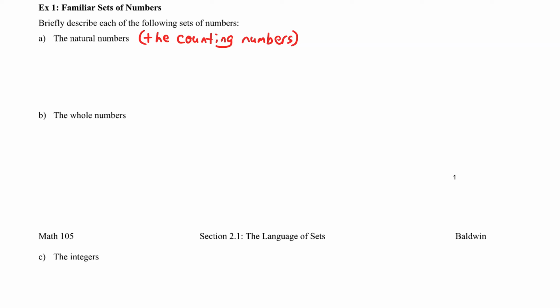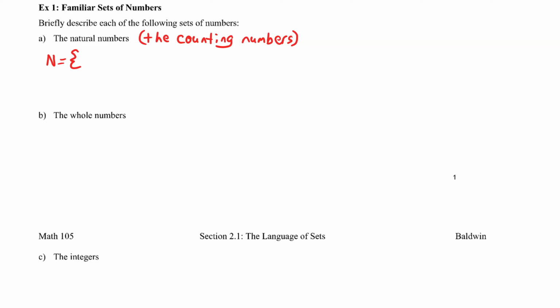So we have our natural numbers, or our counting numbers. We use a capital N to represent the natural numbers. We have our equal sign. So the set of natural numbers is the set, and then we're just going to list out some of them.